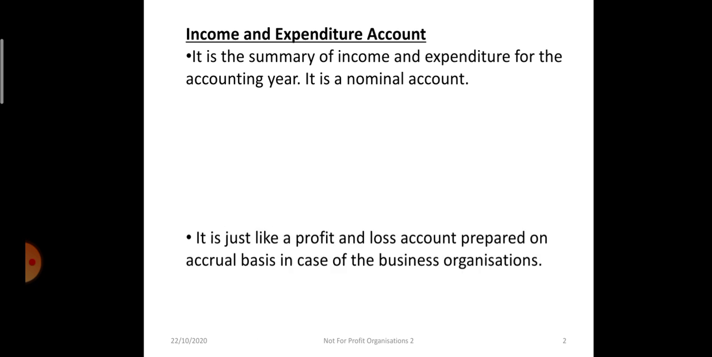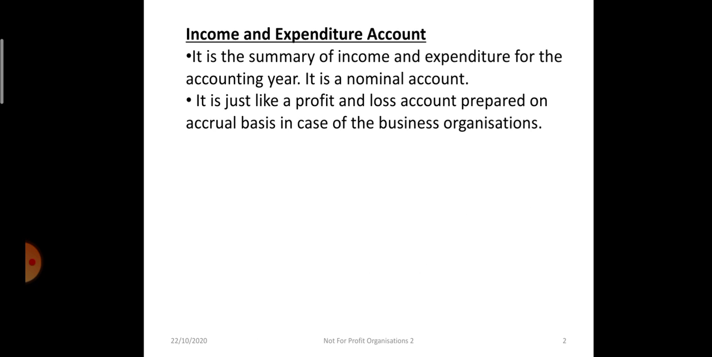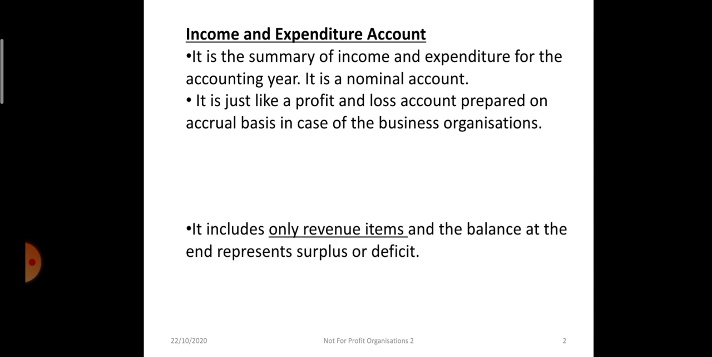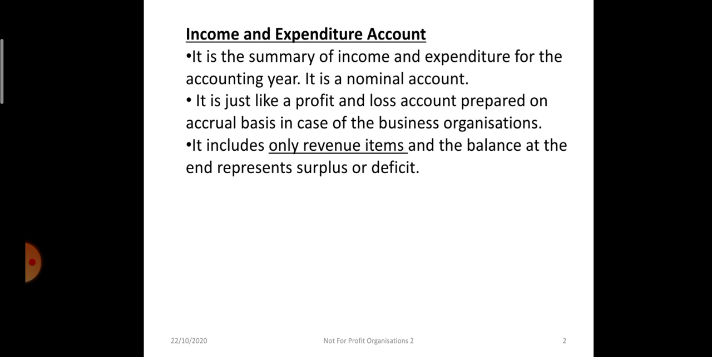It is almost like profit and loss account, which is prepared for the business organizations, and it is prepared on accrual basis. Receipt and payment account we discussed, it is prepared on cash basis, whereas income and expenditure will be prepared on accrual basis. That means revenue nature items relating to current year will be recorded. Adjustments relating to prepaid expense or outstanding expense will also be recorded here. It includes only revenue nature items. It will not record the capital nature items.